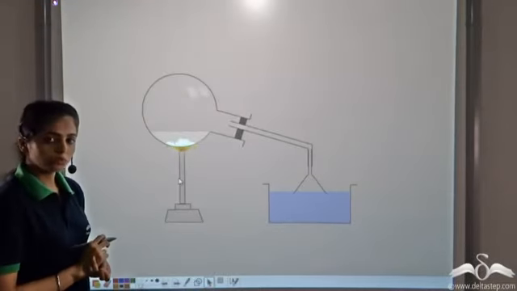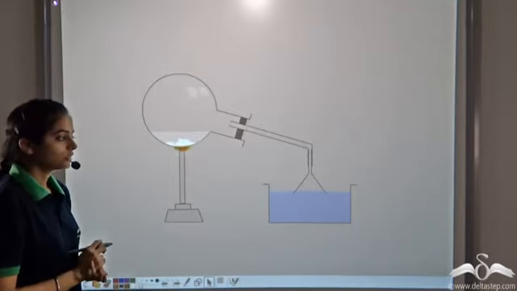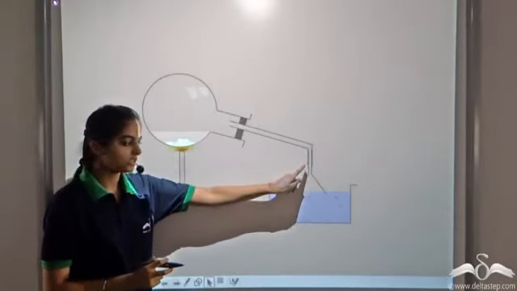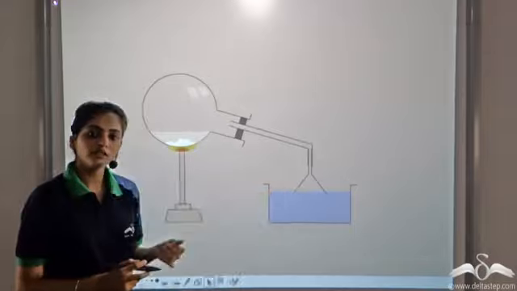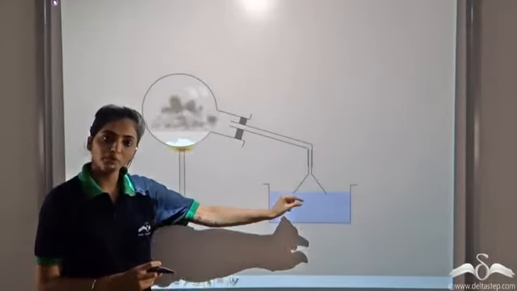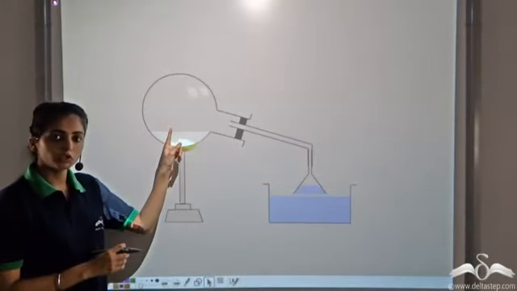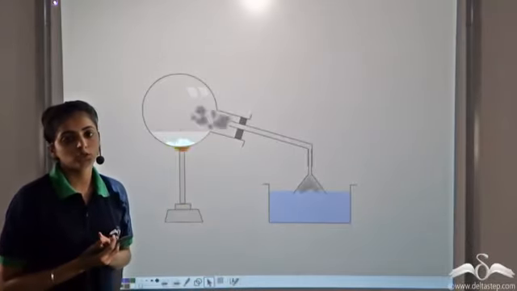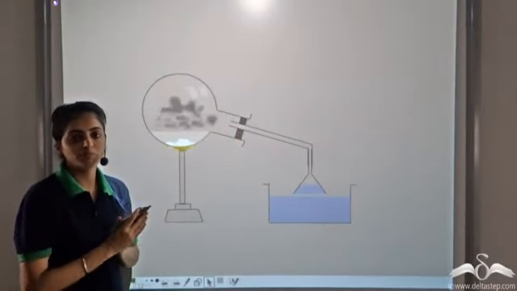As the gas is produced, it is dissolved. Since it is dissolved at a very high rate, it creates a low pressure here, due to which water rises. As water rises in the funnel, that creates an air gap between the level of water and the funnel. Since more gas is produced, it pushes the water back, and so the funnel regains its contact with water. This prevents the back suction of water in the flask, hence preventing its breakage.